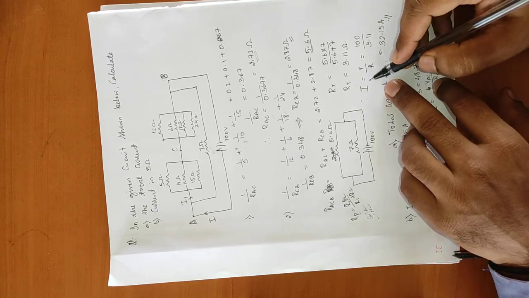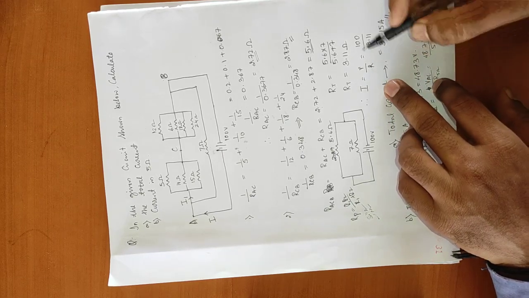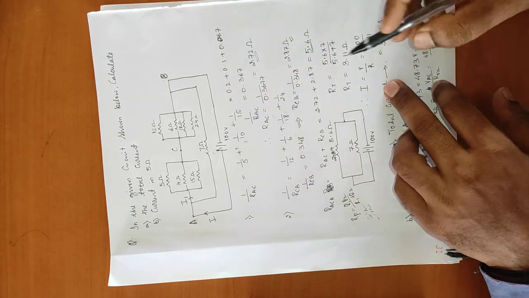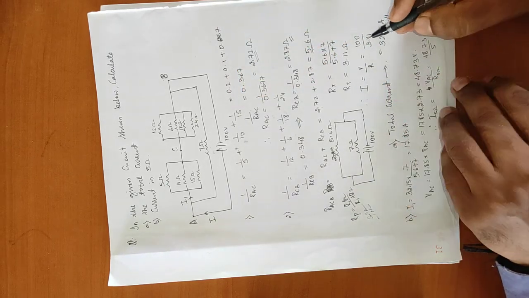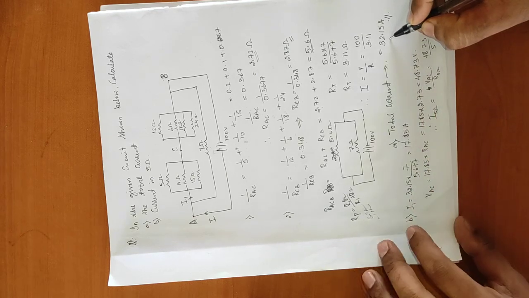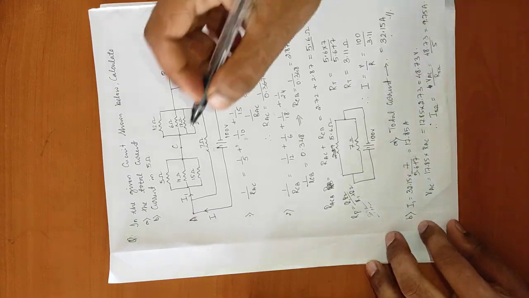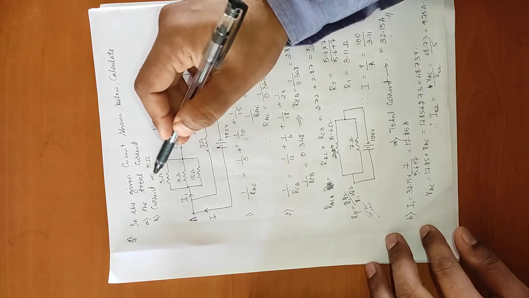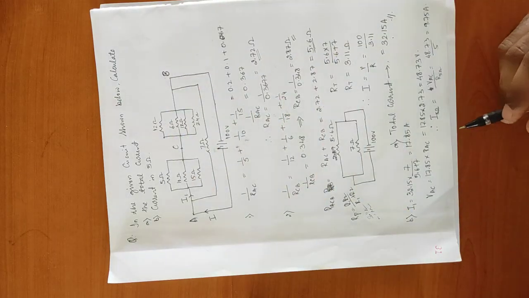Therefore we can calculate the total current I is equal to V by R. The value of voltage is 100, and R is 3.11. So the total current is 32.15 ampere. Now the question is, we need to find the current in the 5 ohm resistor.